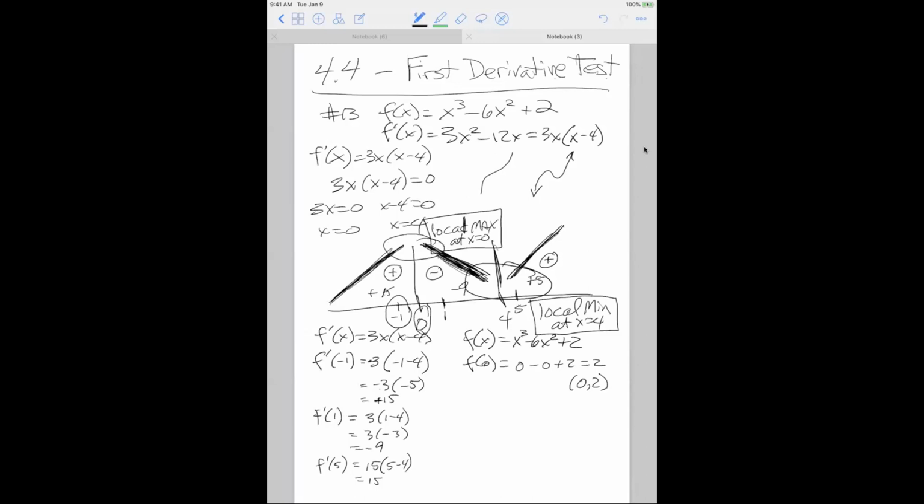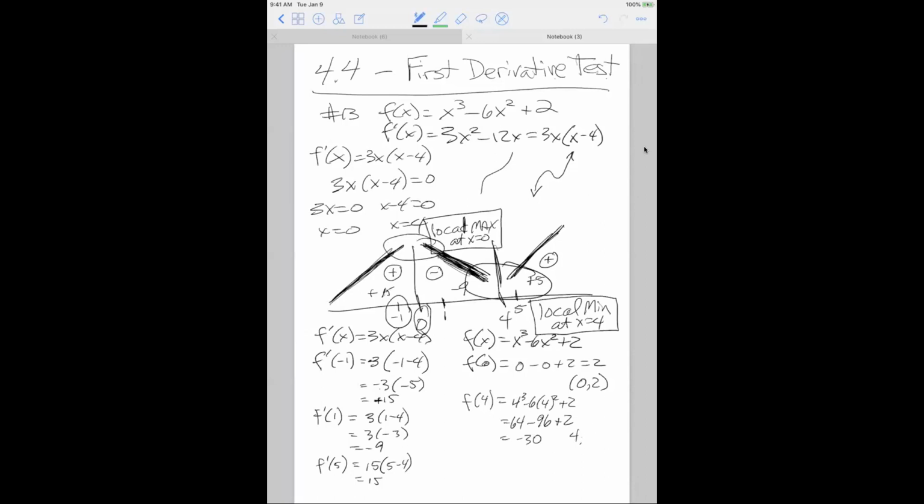Okay, and then for the second one, we've got f of 4. You get 4 cubed minus 6 times 4 squared plus 2. That's 64. That's 16 times 6, I guess that's negative 96 plus 2. Negative 32 plus 2 equals negative 30. So we end up at 4, negative 30.